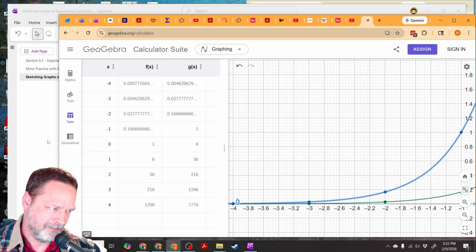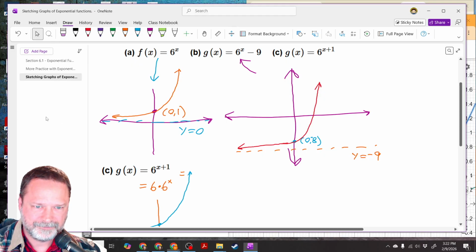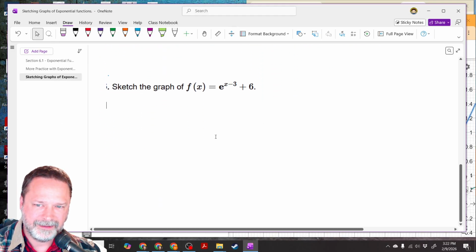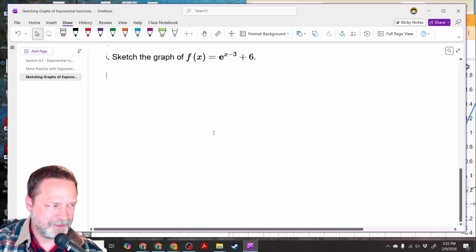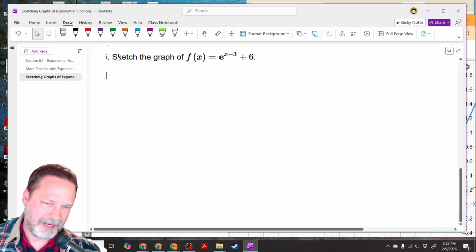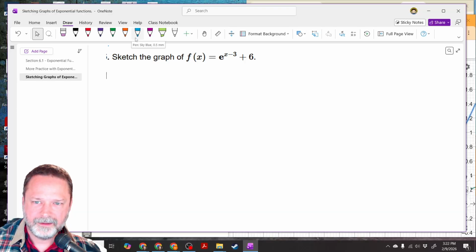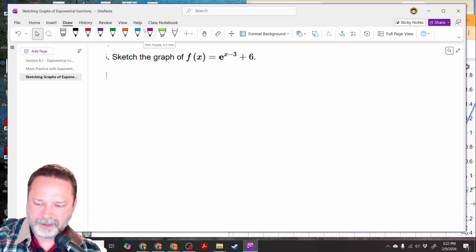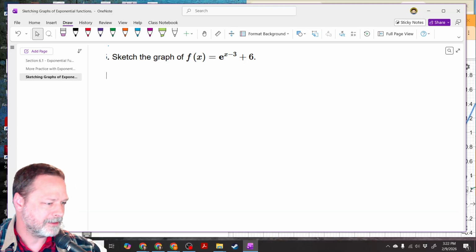All right. Last but not least, I want to look at this graph here. Can we sketch this graph? Well, you know what? We'll look at that one in the next video. So until next time, enjoy doing math.